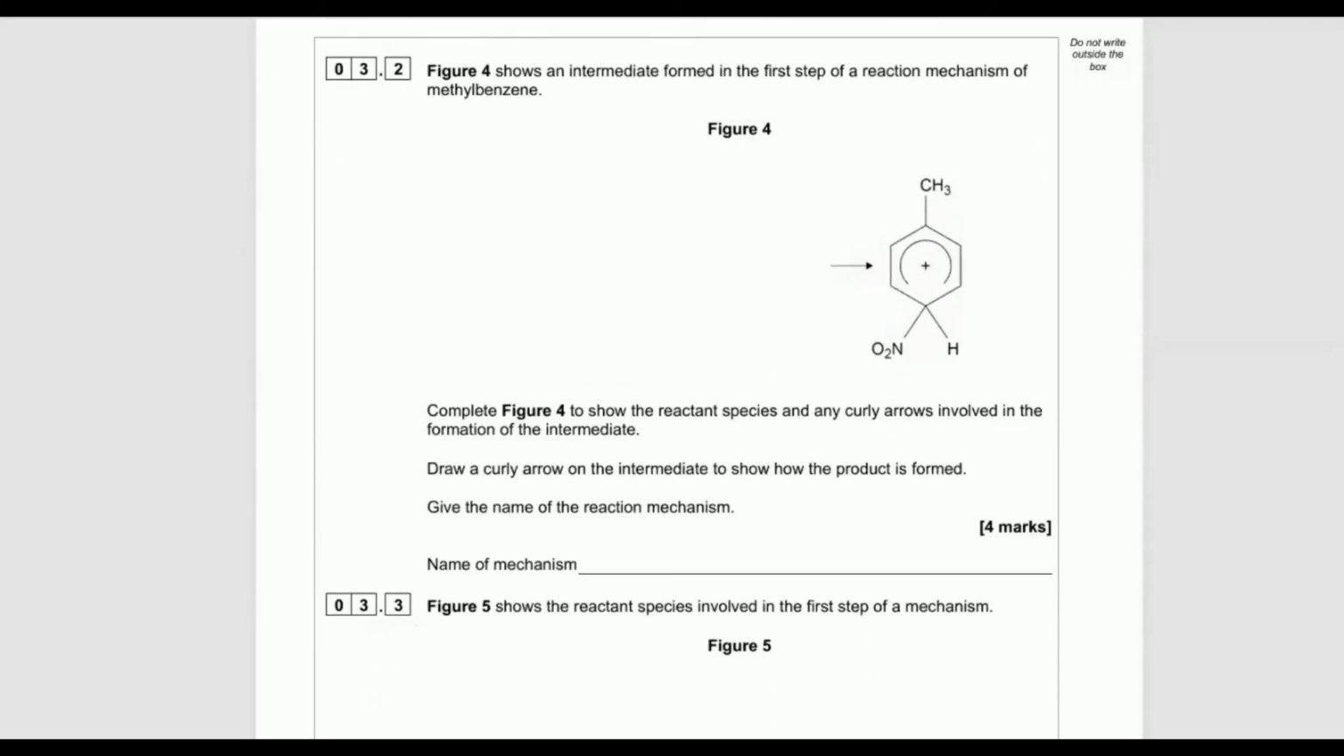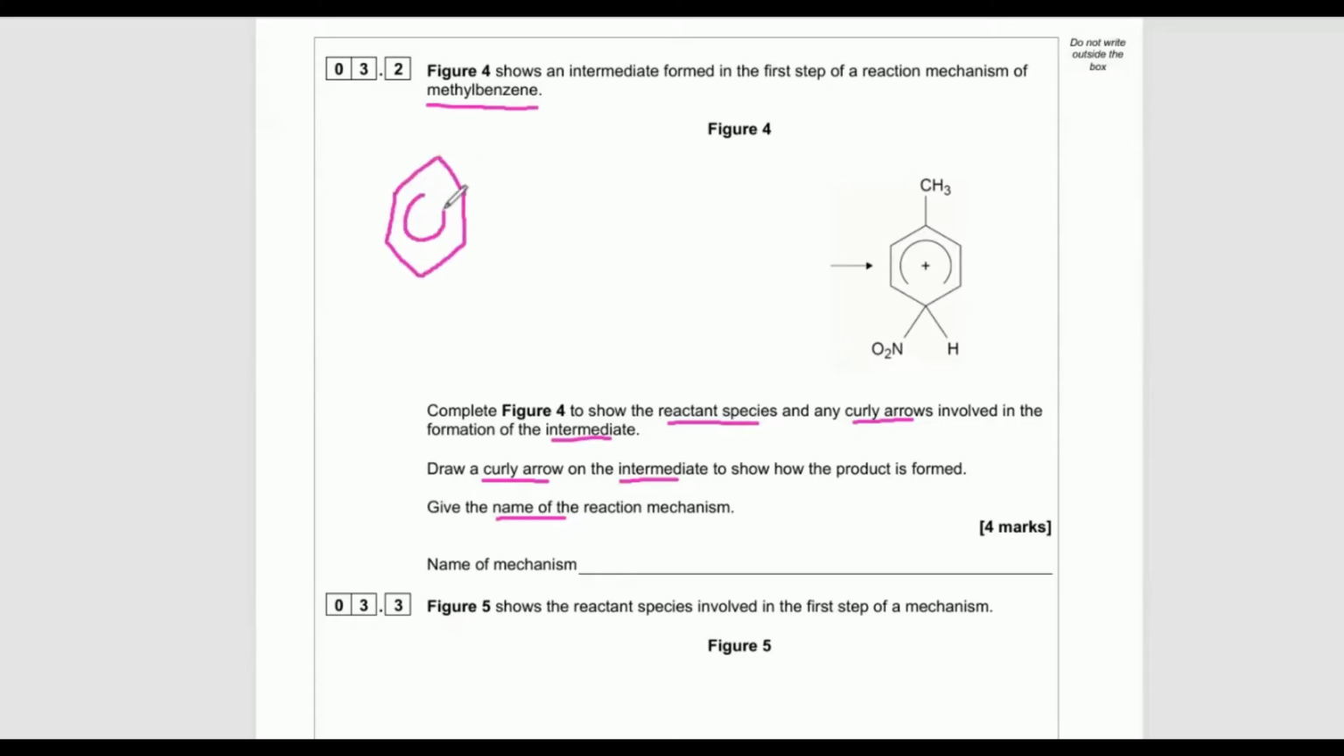So we're on to 3.2. Figure 4 shows an intermediate formed in the first step of a reaction mechanism of methylbenzene. So we've got methylbenzene here. We've got the intermediate again shown on the right. Complete figure 4 to show the reactant species and any curly arrows involved in the formation of the intermediate. So we need the reactants beforehand. Draw a curly arrow on the intermediate to show how the product is formed. So we need to add a curly arrow to the intermediate and give the name of the reaction mechanism. 4 marks again. Pause the video, have a go.